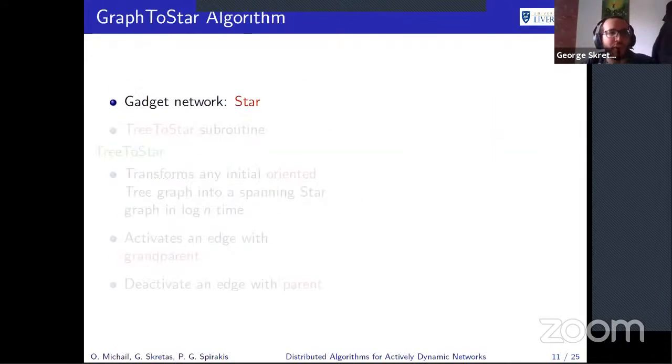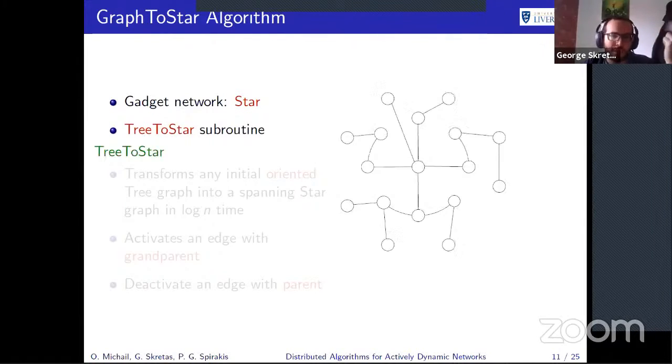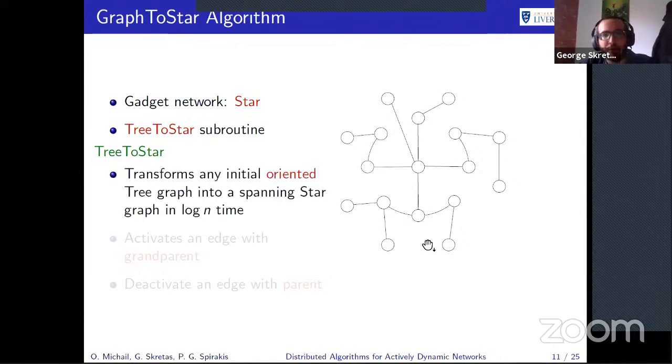So let me start with the first algorithm, which is called graph to star. It takes any initial graph and transforms it into a star in log n time, in big O of log n, actually. So our gadget network is a star. And we use a subroutine here, which is called tree to star. Now, what does tree to star do? Assume that we have an initial oriented tree graph like this one.